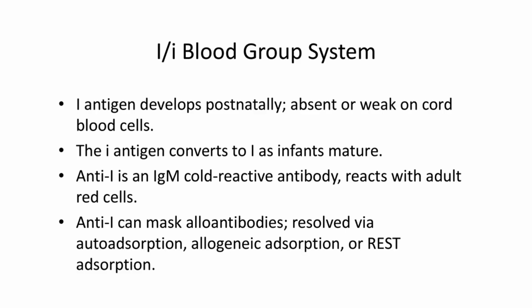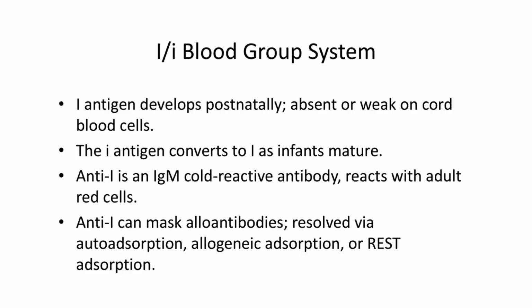The i antigen is absent or weak on cord blood cells. As infants grow, the little i antigen gradually converts to I through the branching of carbohydrate chains on the red cell surface. Importantly, little i and I are not alleles. This developmental shift means infants are typically little i positive and I negative. Adults are generally I positive and little i negative.